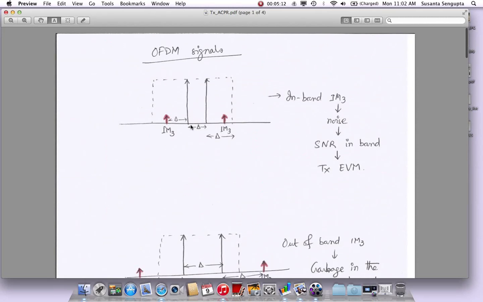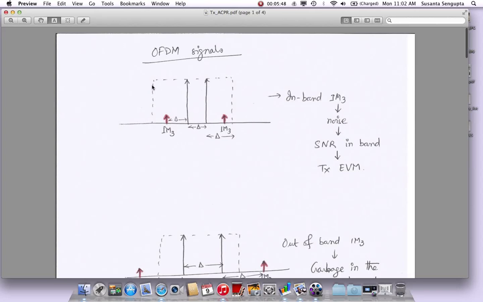So let's come back to this picture and say, okay, if we have two tones like this, as I mentioned, there are lots and lots of subcarriers, but I'm only considering two tones. Then we know that if you only consider the third order intermodulation, we will have a third order component here, which I've shown as IM3. This delta between all these tones is equal. Hopefully you know that from the basics of RF. So this IM3 that is generated here, you can see, first falls in band. This is what we call in band IM3.